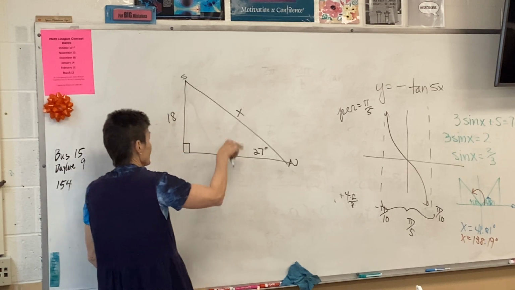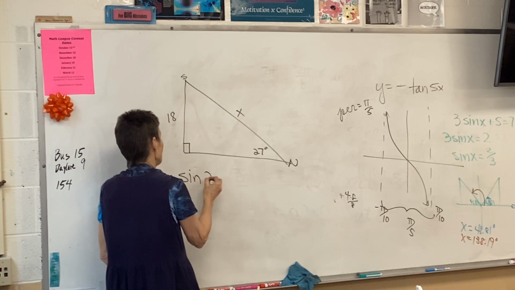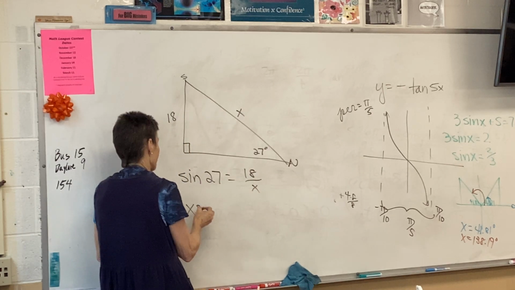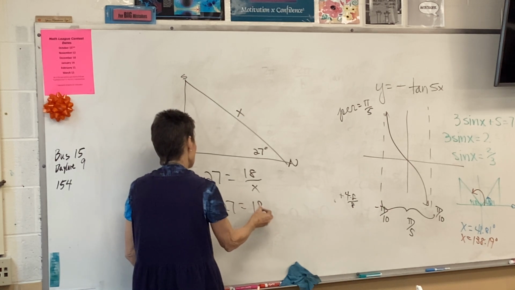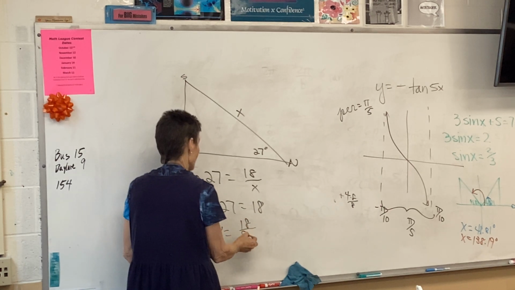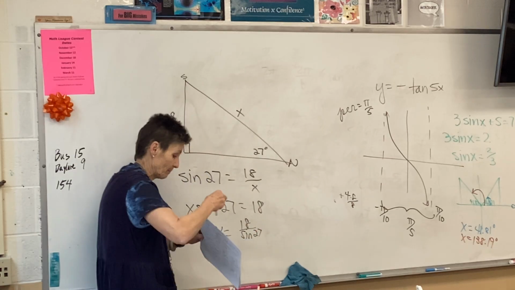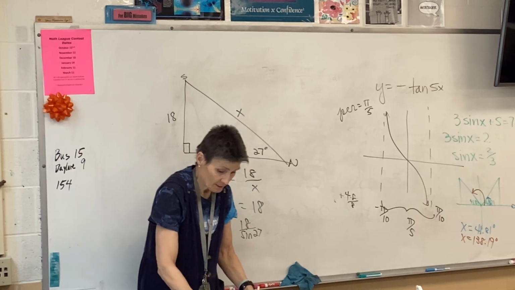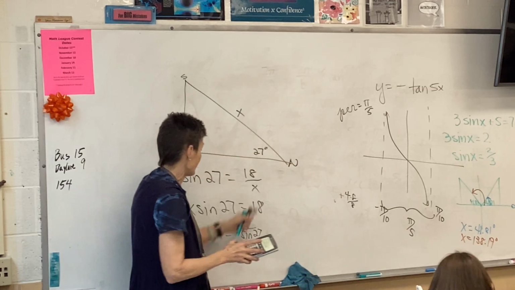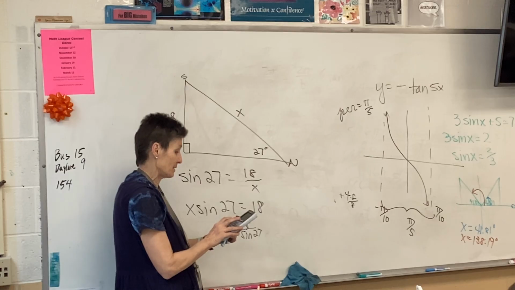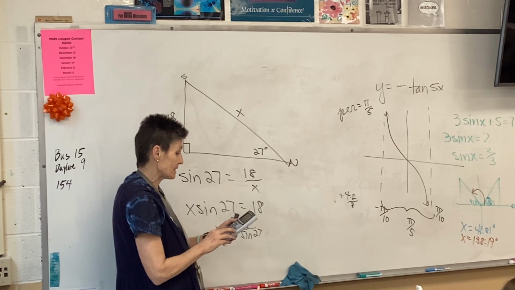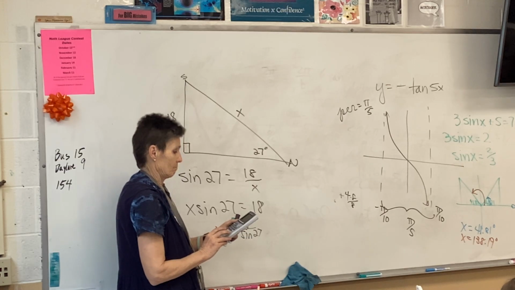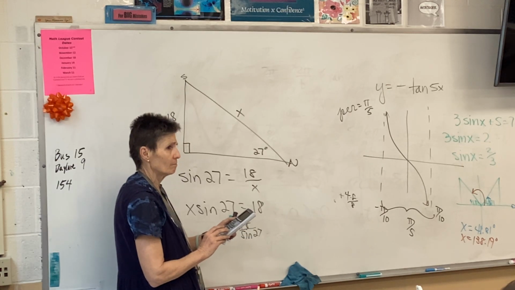So, sine, cosine, or tangent? Sine 27 equals 18 over x. X sine 27 equals 18. X equals 18 over sine 27. Now, this will be our last one. Let's type it in. By the way, that's a degree measure. I'm in degrees, so I'm good. 18 divided by sine 27. I got 39.65.